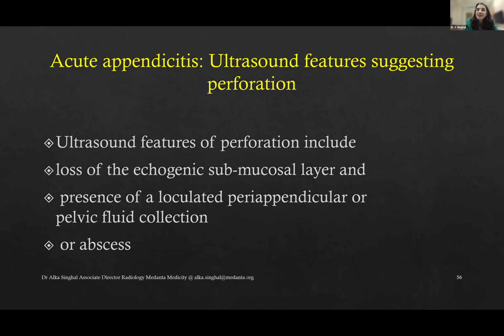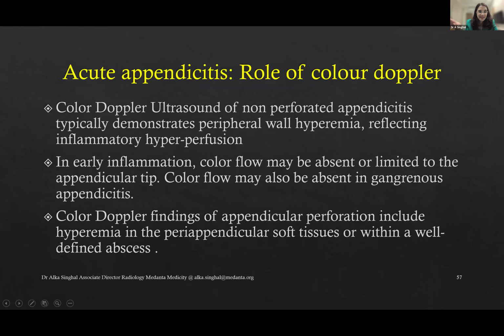So, ultrasound features suggesting perforation. What are they? Loss of the echogenic submucosal layer, presence of loculated periappendicular or pelvic fluid collection or abscess. So this is classic. You'll see a lump or a collection in the area and in the vicinity, which is often tender. And adjacent bowel loops may show some interbowel fluid or decreased peristalsis or stasis as well. Color Doppler, is there any role? Yes, it helps.